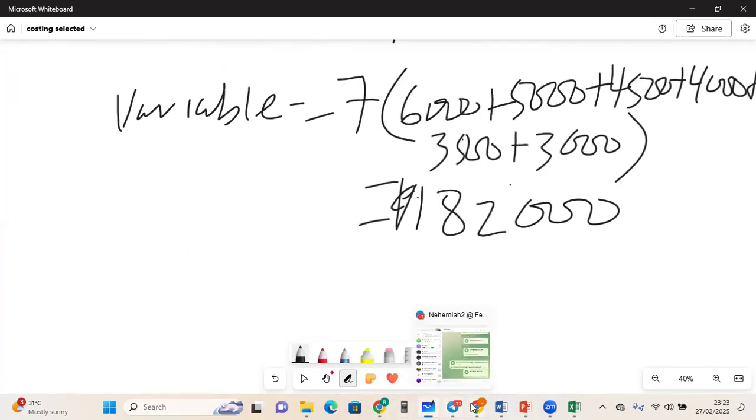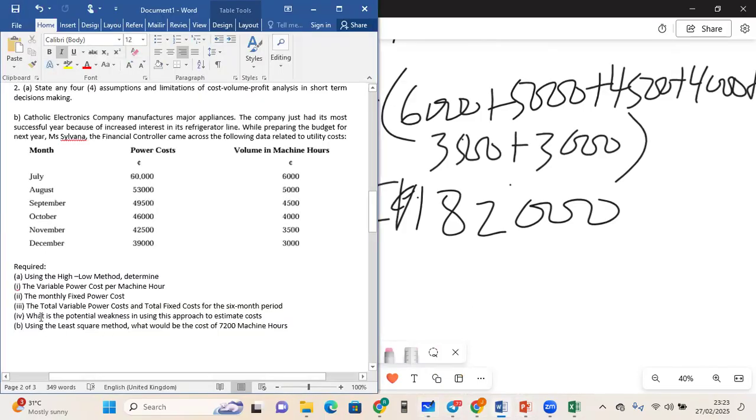Now, the next one is asking us, what is the potential weakness in using this approach? One of the potential weaknesses in using this approach is that it only uses 2 points. As you can see, we only selected the highest point and then the lowest point of this activity level, and then we used it to compute the cost, right? Because of that, the rest of the data is ignored, and that is a weakness.